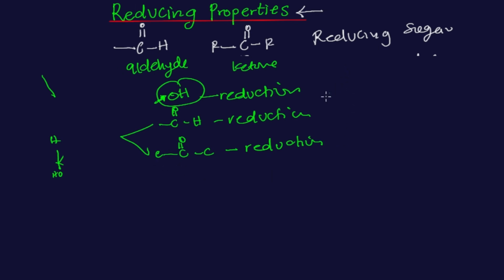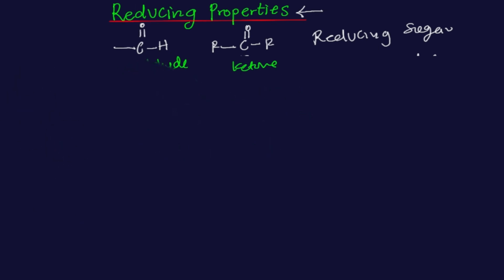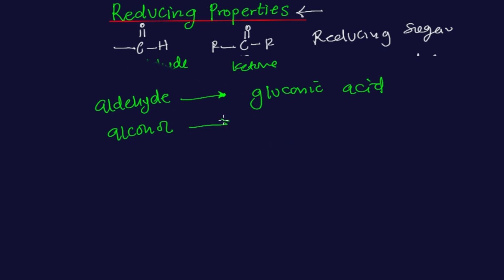So whenever we are talking about aldehyde, they undergo reduction to form gluconic acid. Don't get it wrong. Aldehyde undergoes reduction to form gluconic acid, while the terminal alcohol, or let me simply say terminal hydroxy group, undergoes reduction to form glucuronic acid. So that's what I want you guys to understand.